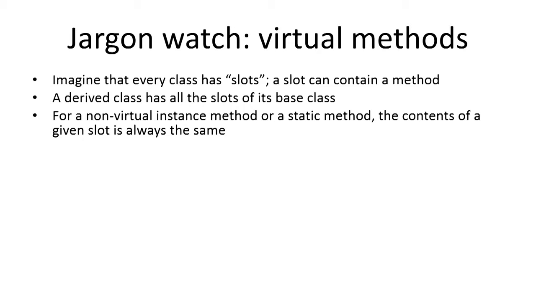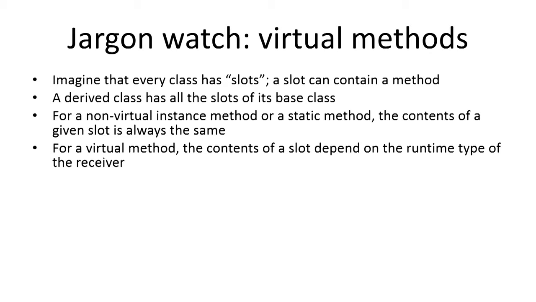For a non-virtual instance method, or for a static method, the contents of a given slot are always the same. So if I have a static method called foo, there's a slot for that method, and that slot always contains that particular static method body. Here's the tricky bit. For a virtual method, the contents of a slot depend on the runtime type of the receiver, not on the compile time type. Because remember, the compile time type could be a base type. It could be object. But no, it depends on the runtime type of the receiver.